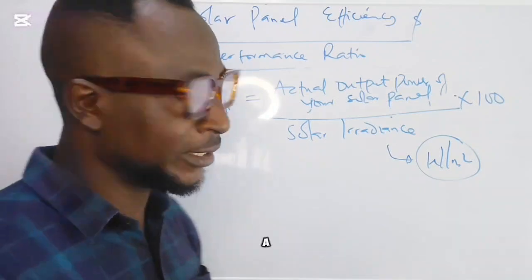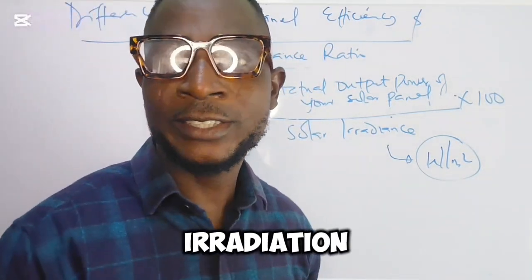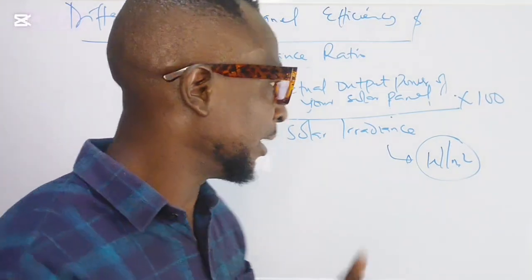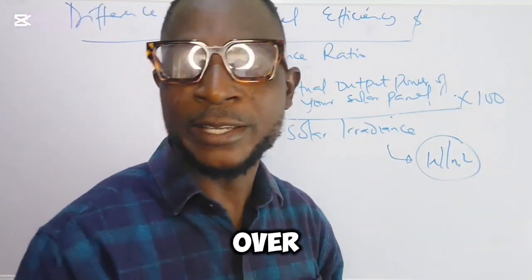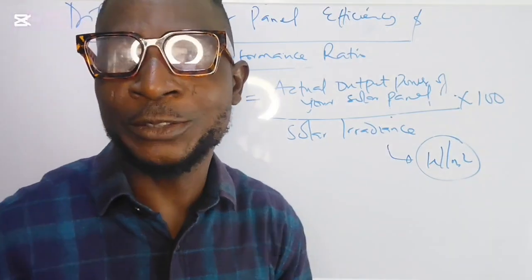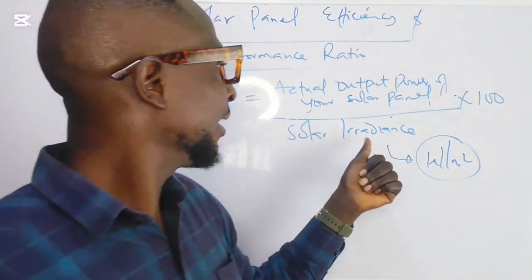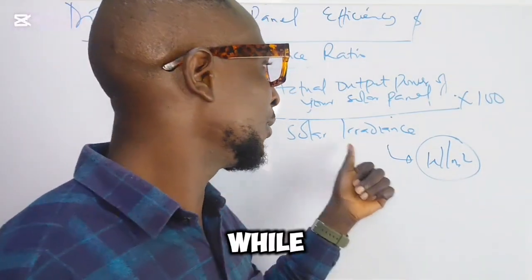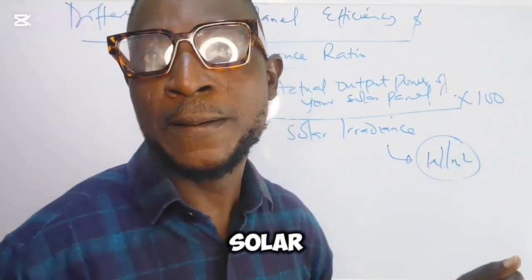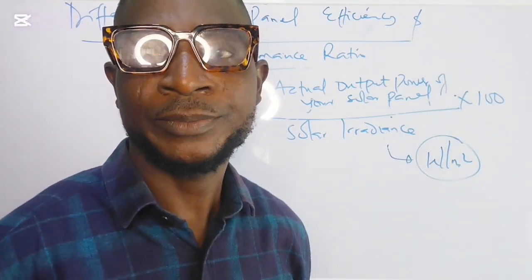Please note there's a difference between solar irradiance and solar irradiation. Solar irradiation is the aggregation of solar irradiance over a period of time. It's just solar energy, while solar irradiance is your solar power from the sunlight.